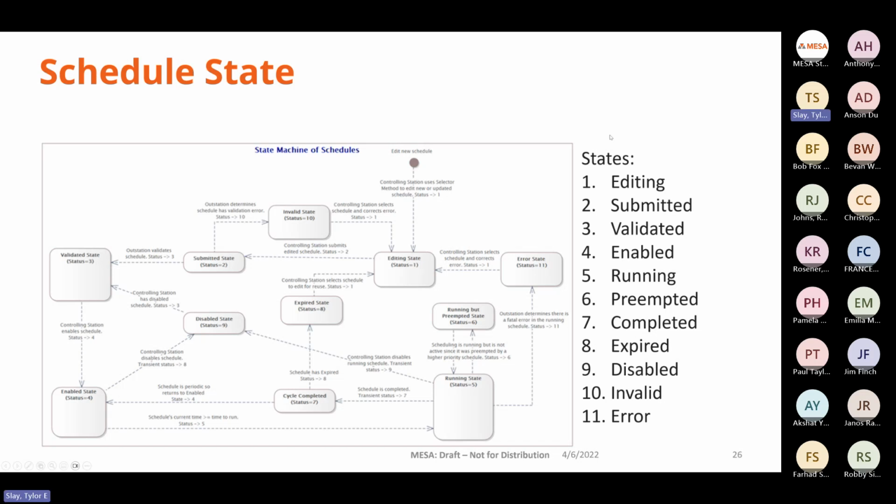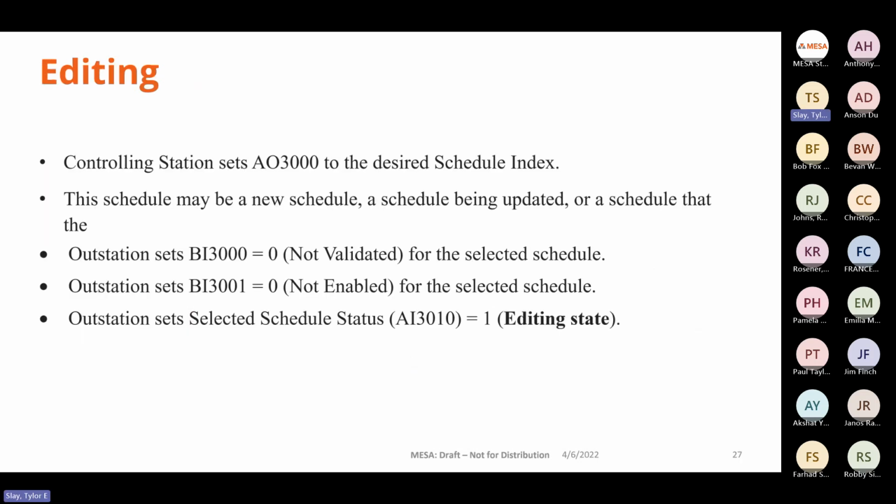Now, scheduling has quite a few states. Walking through the states, this is not the easiest diagram to follow along with, but we have editing, submitting, validated, enabled, running, preempted, completed, expired, disabled, invalid, and error. So let's start with editing. You set your AO 3000 to your index. This says, hey, I want to do something with the schedule.